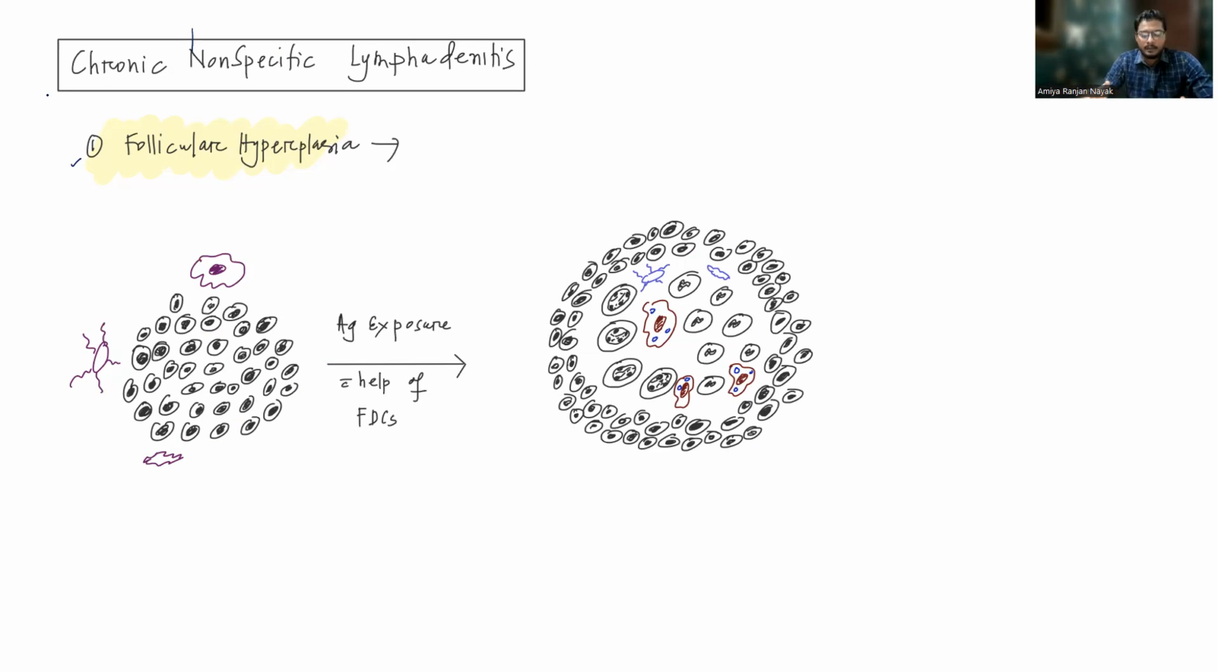Okay, so from this you can understand that any condition that will cause a humoral immune response. B lymphocytes take part in the humoral immune response. So any condition which activates the humoral immune response, in all those conditions you are going to find follicular hyperplasia.